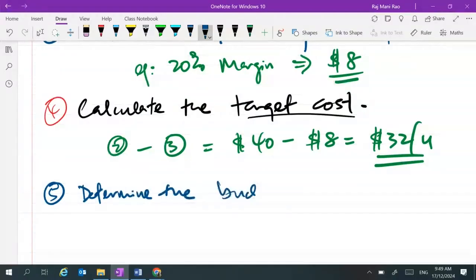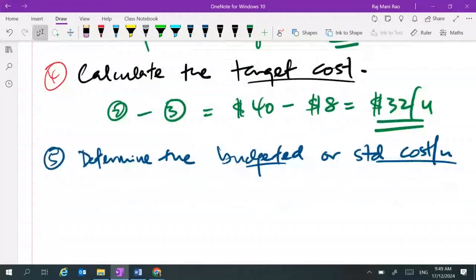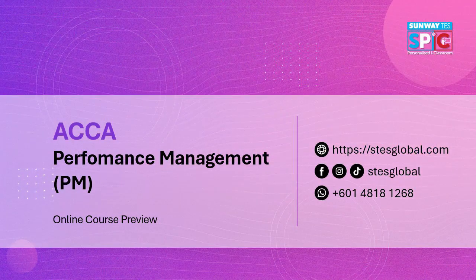Once you have done that, then comes number 5. Determine the budgeted or standard cost per unit. What is your budgeted or standard cost per unit? How much does it take to make this calculator? See, the target cost says 32, but how much does it actually take to make this calculator? The production manager says the budgeted cost will be, let's say, $35.40 per unit.